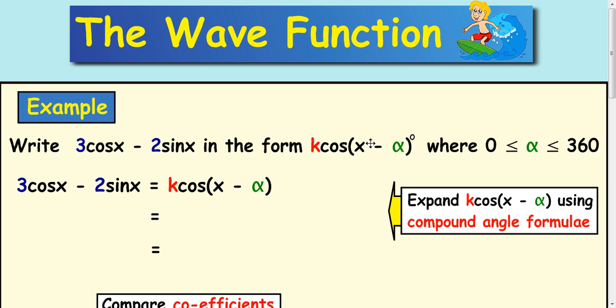In this lesson, we're going to look at, again, an example: 3 cos x minus 2 sin x in the form k cos(x minus alpha). But this is slightly different in terms of the coefficients, and I'll show you why in a second.